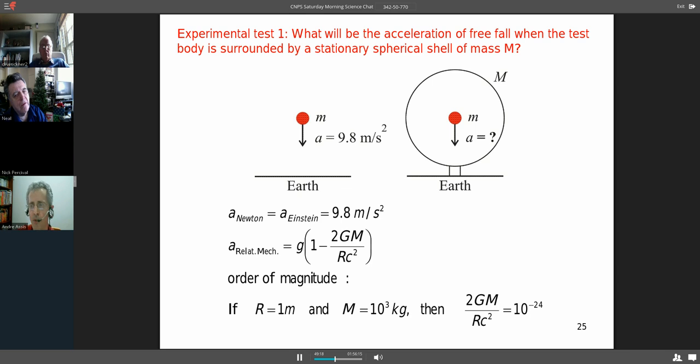When we perform the calculations with a sphere of 1 meter and 1,000 kilograms, for instance, then this dimensionless constant is about 10 to the minus 24. So we cannot detect that in the laboratory. But philosophically, these three theories give different answers. Okay? If we could, and these experiments we can perform.